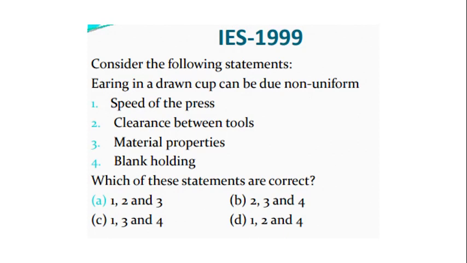Yes, B is correct. As we have seen previously, earring is directional mostly because of the material properties. But if you are not providing uniform blank pressure, if your blank holding is not uniform, or if the clearance is not proper, then earring can also happen. So option B is correct for this question.